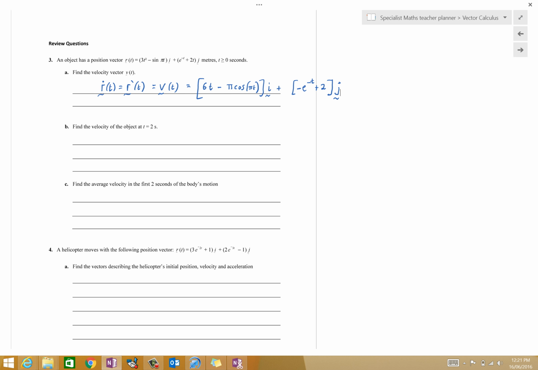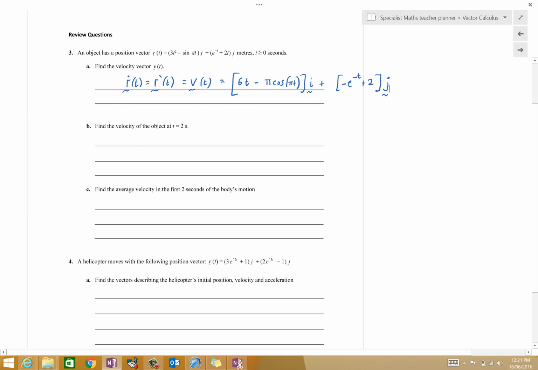Now it says find the velocity of the object at t equals 2. So what are we doing? We're saying r dot at 2, if you like, or we could say v of 2. These are all equal statements, just depending on the context of the question and what's been provided. So we're subbing in, we can work out that the velocity, which is a vector, at 2.